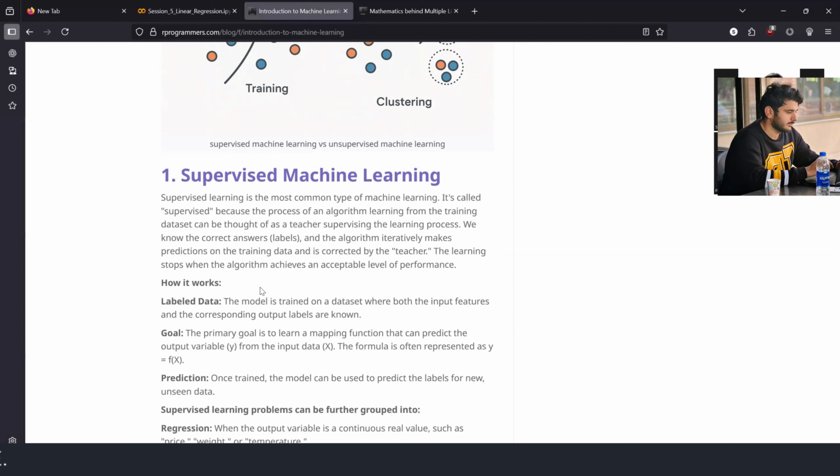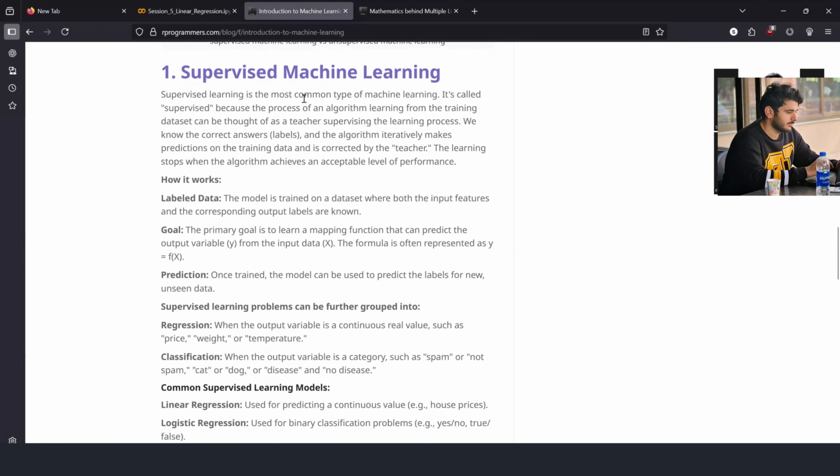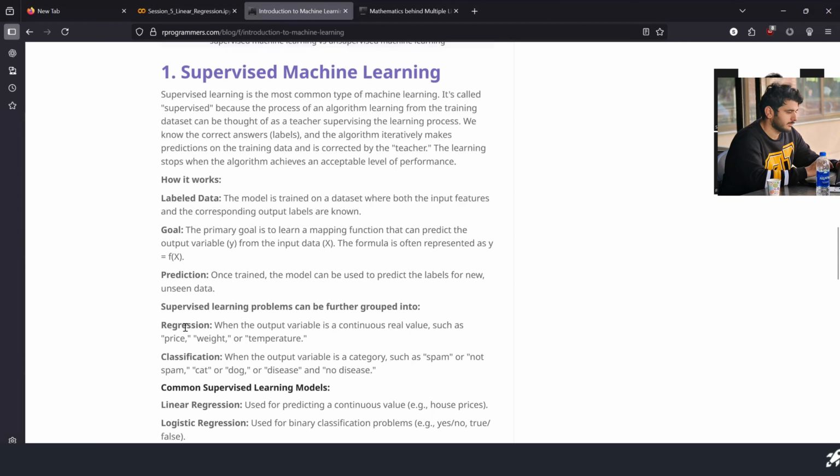Labeled data means we have clean columns with appropriate names, and we know that this particular column is our dependent variable, and these are our independent variables, and we're trying to find out the relationship between them. Got it? That's what we call supervised machine learning. In supervised machine learning, we deal with two main groups of problems: the regression problem and the classification problem. In regression problems, our dependent variable or target variable is a continuous variable. For example, it can be price, weight, or something like that.